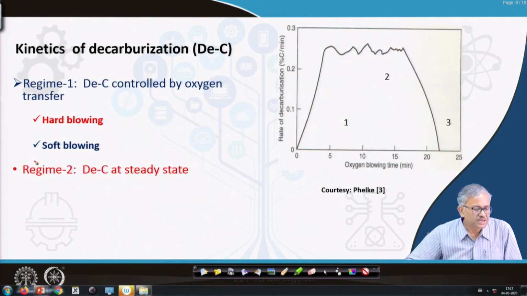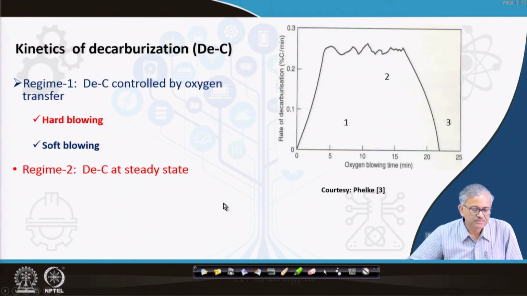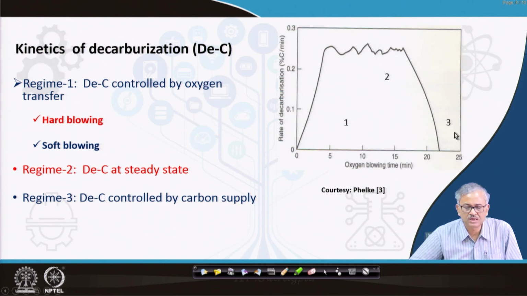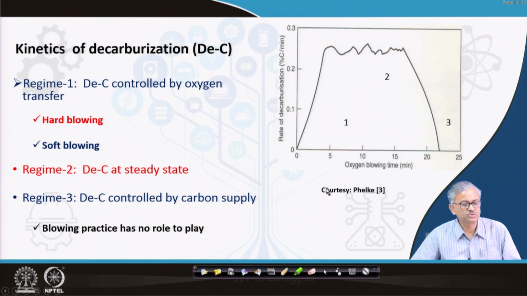Okay. Then you come to regime 2, here the decarburization is in the steady state, as I said, and then you have regime 3 decarburization, that is controlled by the carbon supply, as I said, and blowing practice has no role to play. So, this is the kinetics of decarburization.